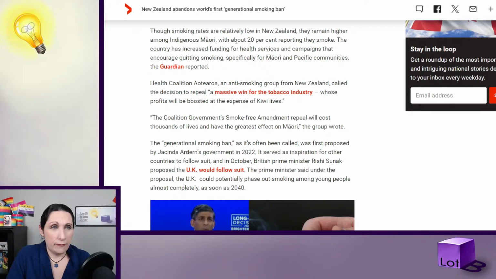Though smoking rates are relatively low in New Zealand, they remain higher among Indigenous communities, with about 20% reporting they smoke. The country has increased funding for health services and campaigns to encourage quitting smoking, specifically for Indigenous and Pacific communities, The Guardian reported.